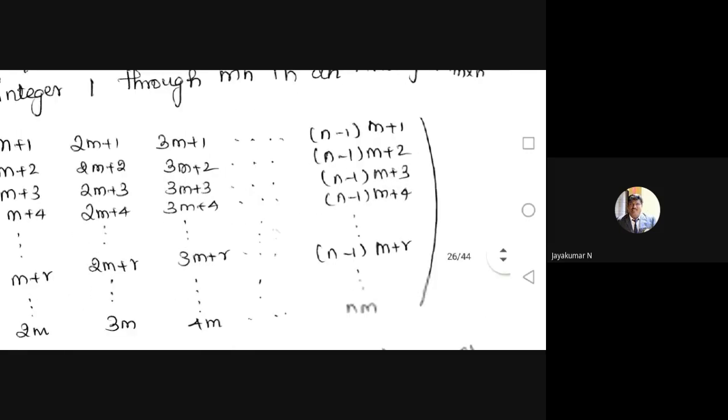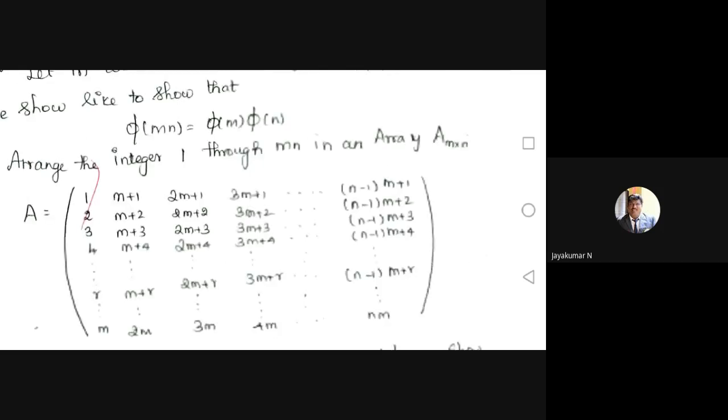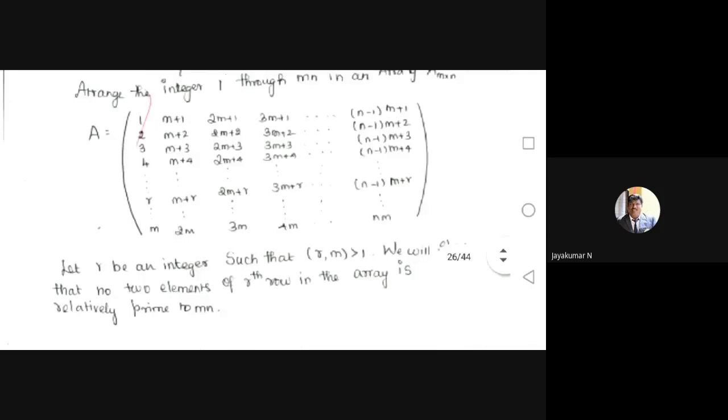Then finally, in the matrix, the last column will be n minus 1 into m plus 1, n minus 1 into m plus 2, etc., up to the last column, which ends at nm. So you formed an n by m matrix from 1 through mn.